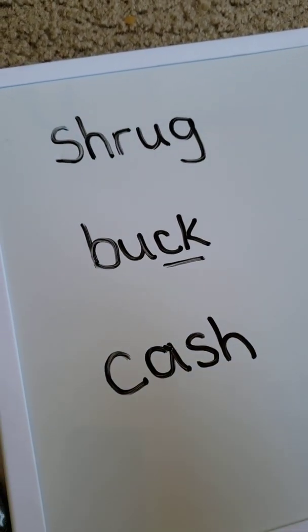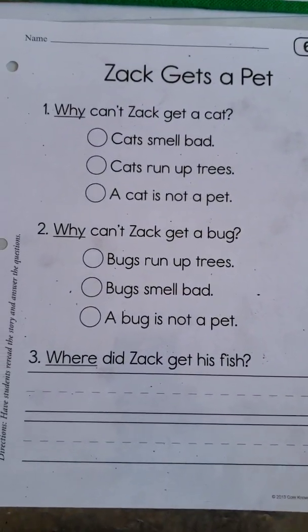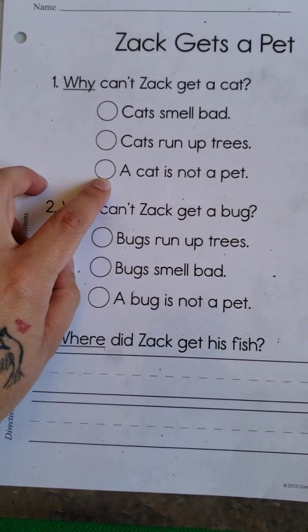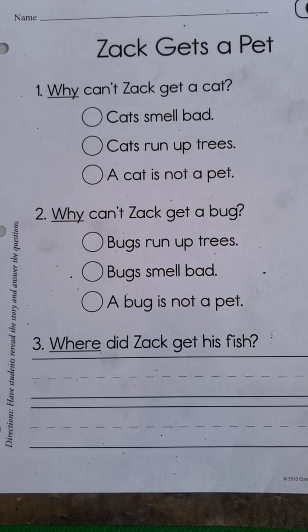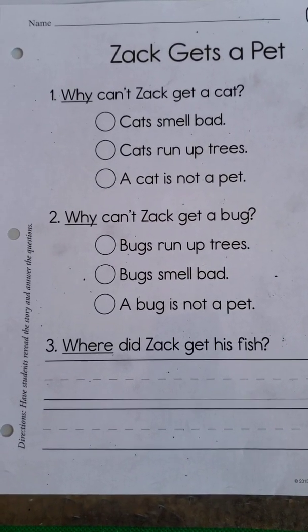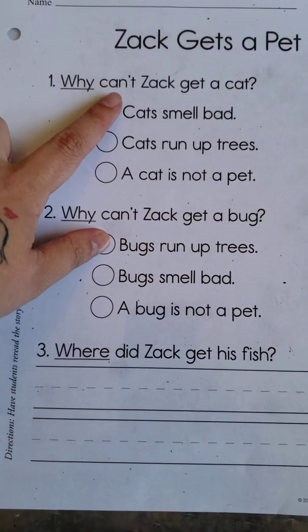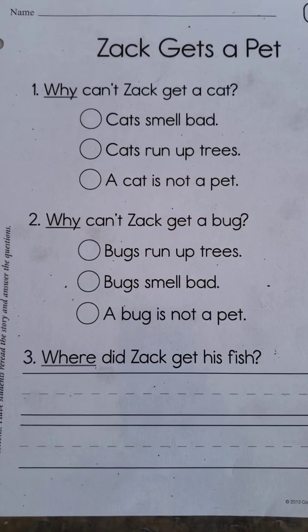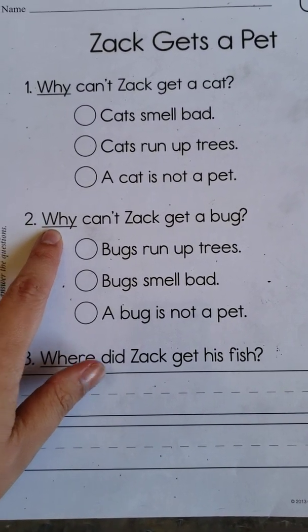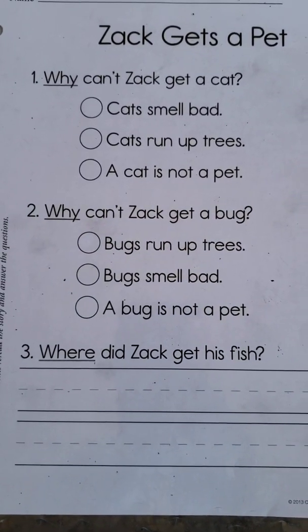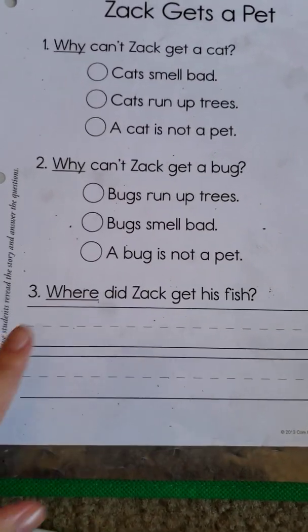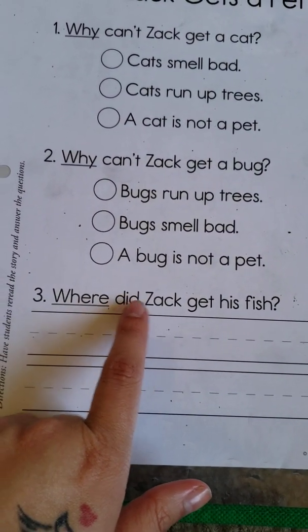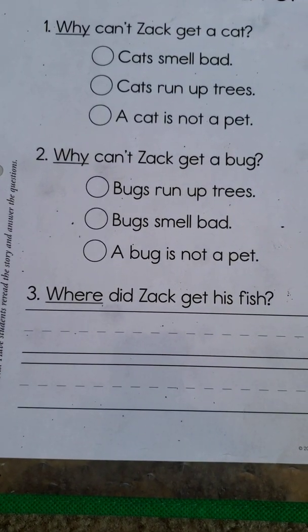And before we actually start reading our story, I'm going to show you the worksheet that goes with this. It's another one of these where you have the questions and then you have to pick an answer. I want to go over the questions first, and that way we can listen for the answers as we read. Number 1 says, why can't Zach get a cat? Listen out for that when we read. Number 2, why can't Zach get a bug? And then the last one where you'll have to write is, where did Zach get his fish? All right, those are the 3 questions. We have to listen out for the answers.